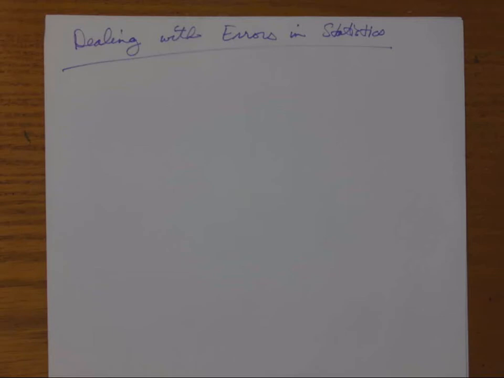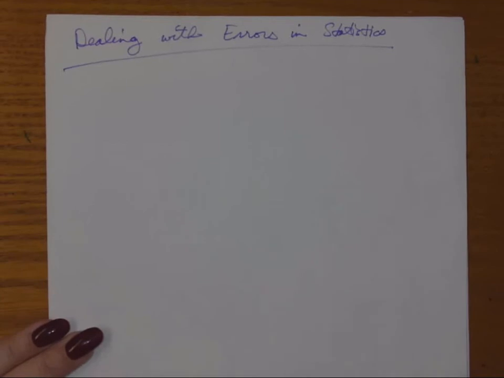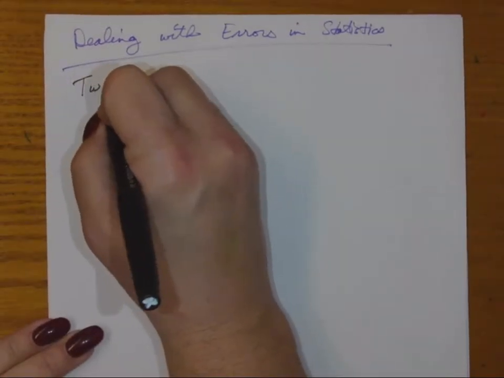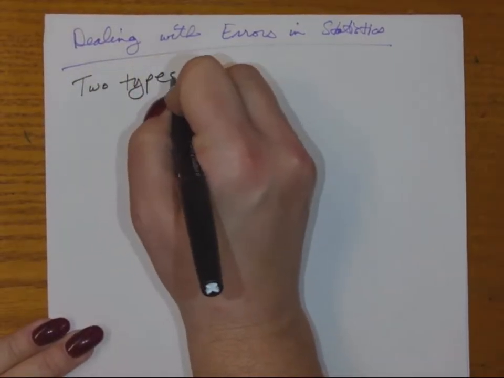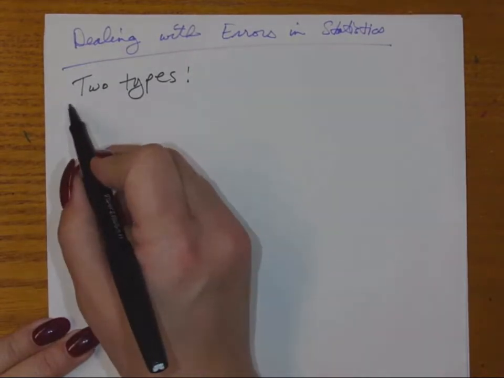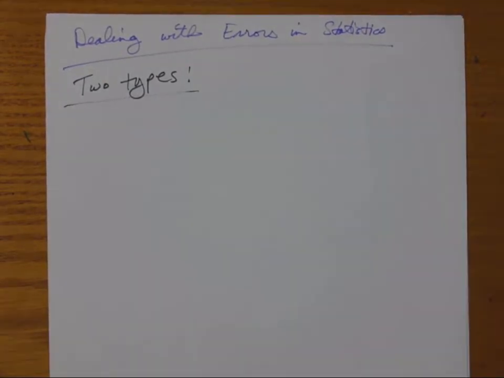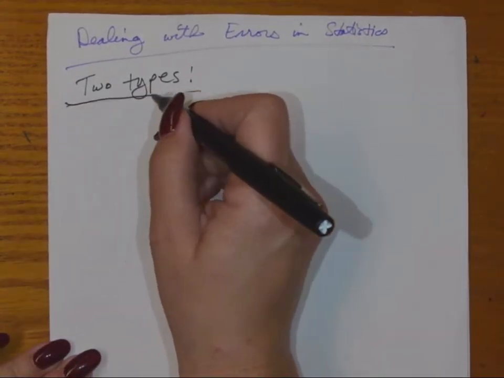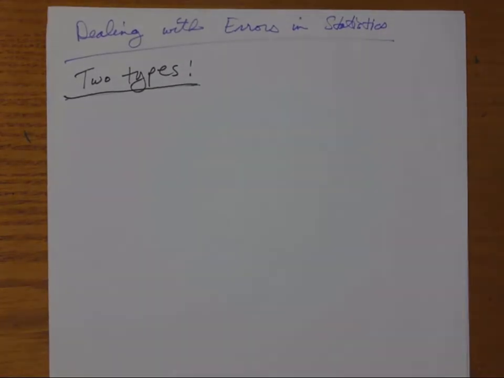Okay, everybody, let's do a little video and talk about the different errors that we can have in statistics and how we would work with them or deal with them. So, in general, in statistics, there are two types of errors. That's what we would normally say. For basic statistics, there are more advanced stats that would talk about more types of errors and different things.